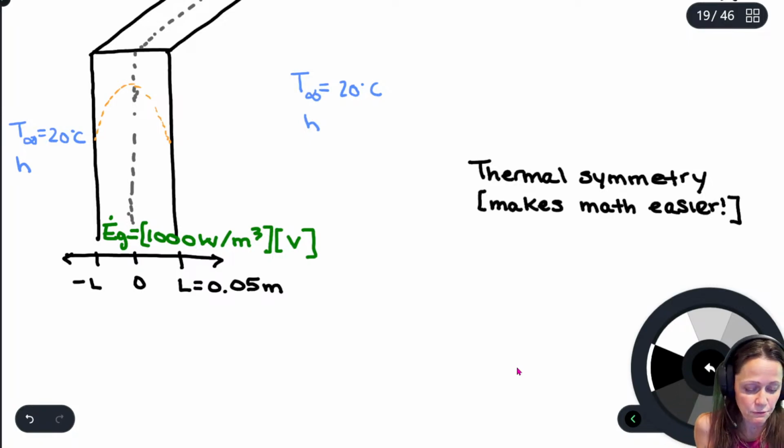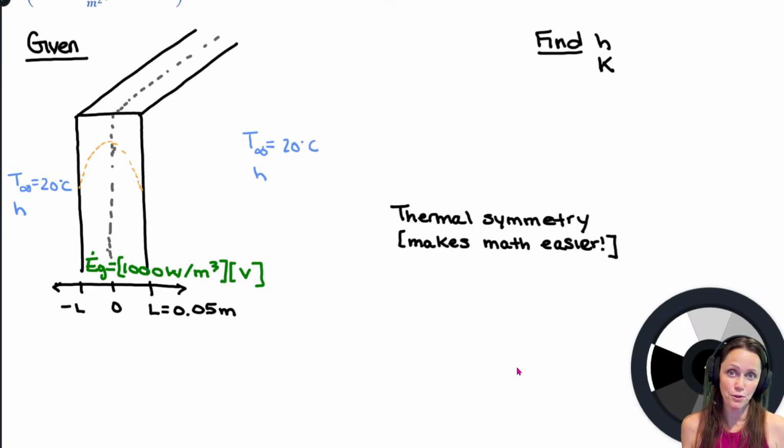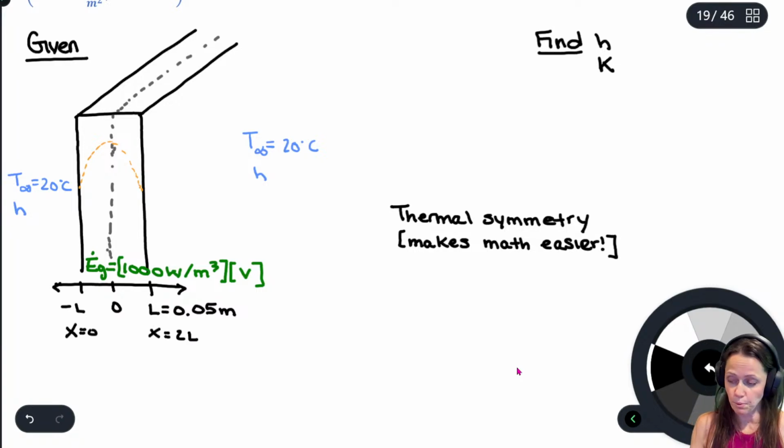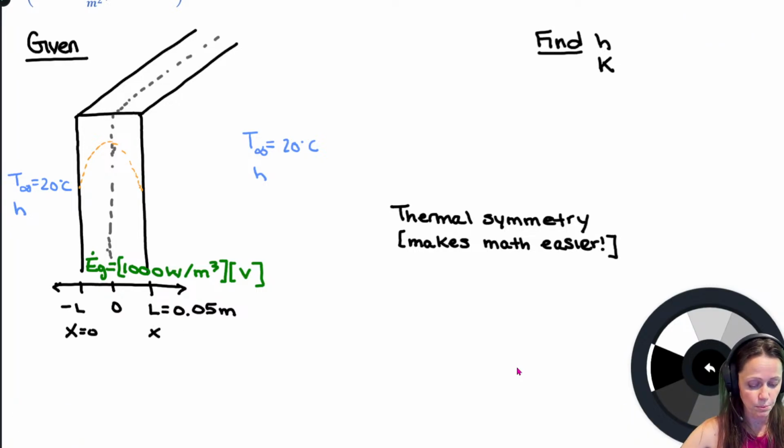So if you don't recognize that you've got thermal symmetry, it's fine. We could have defined this as x equals 0, this as x equals 2L, or 0.1 meter, 100 millimeters. That would have been fine, but maybe the math would have been a little bit more ugly. I don't think it would have been that bad, but yeah. So, okay.